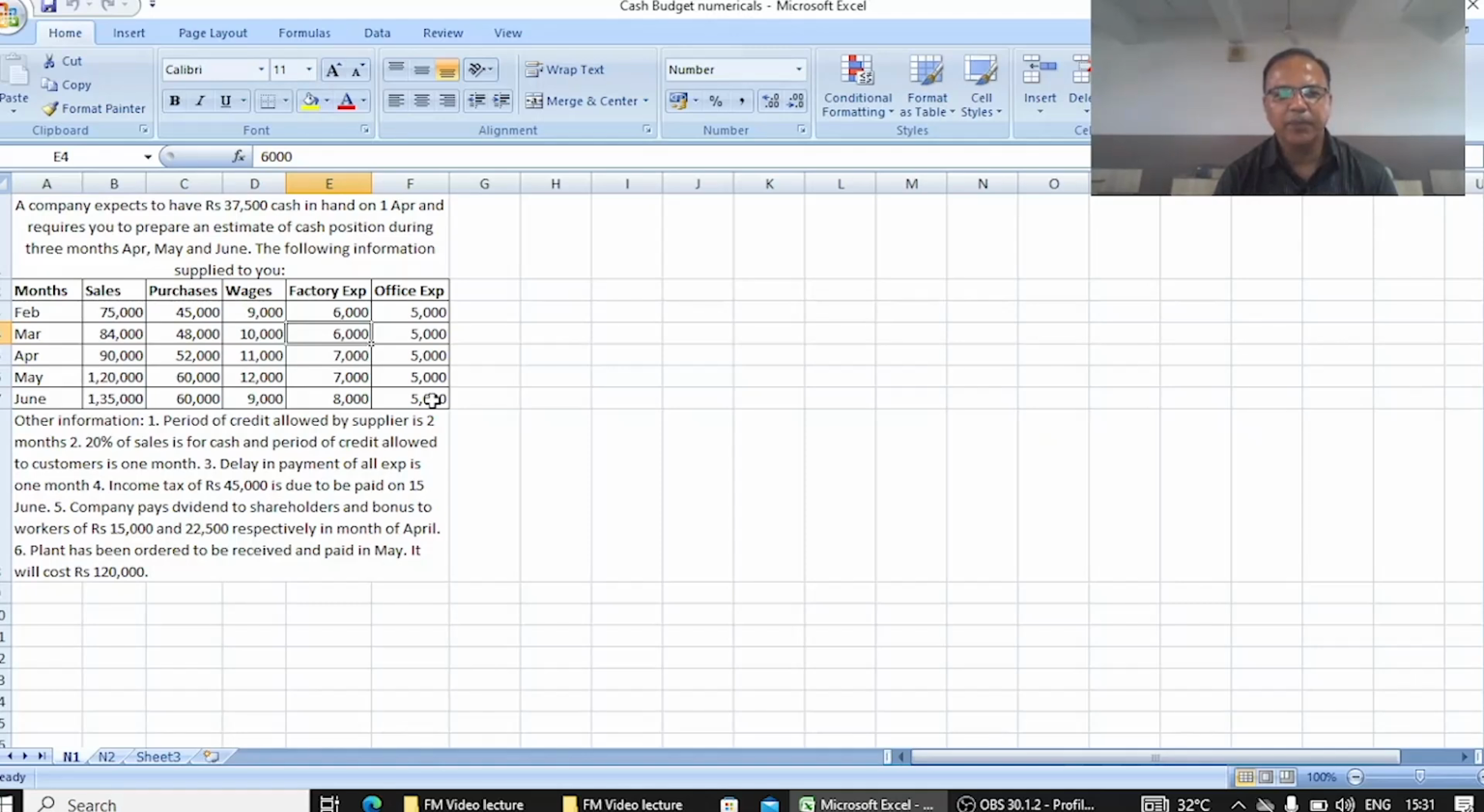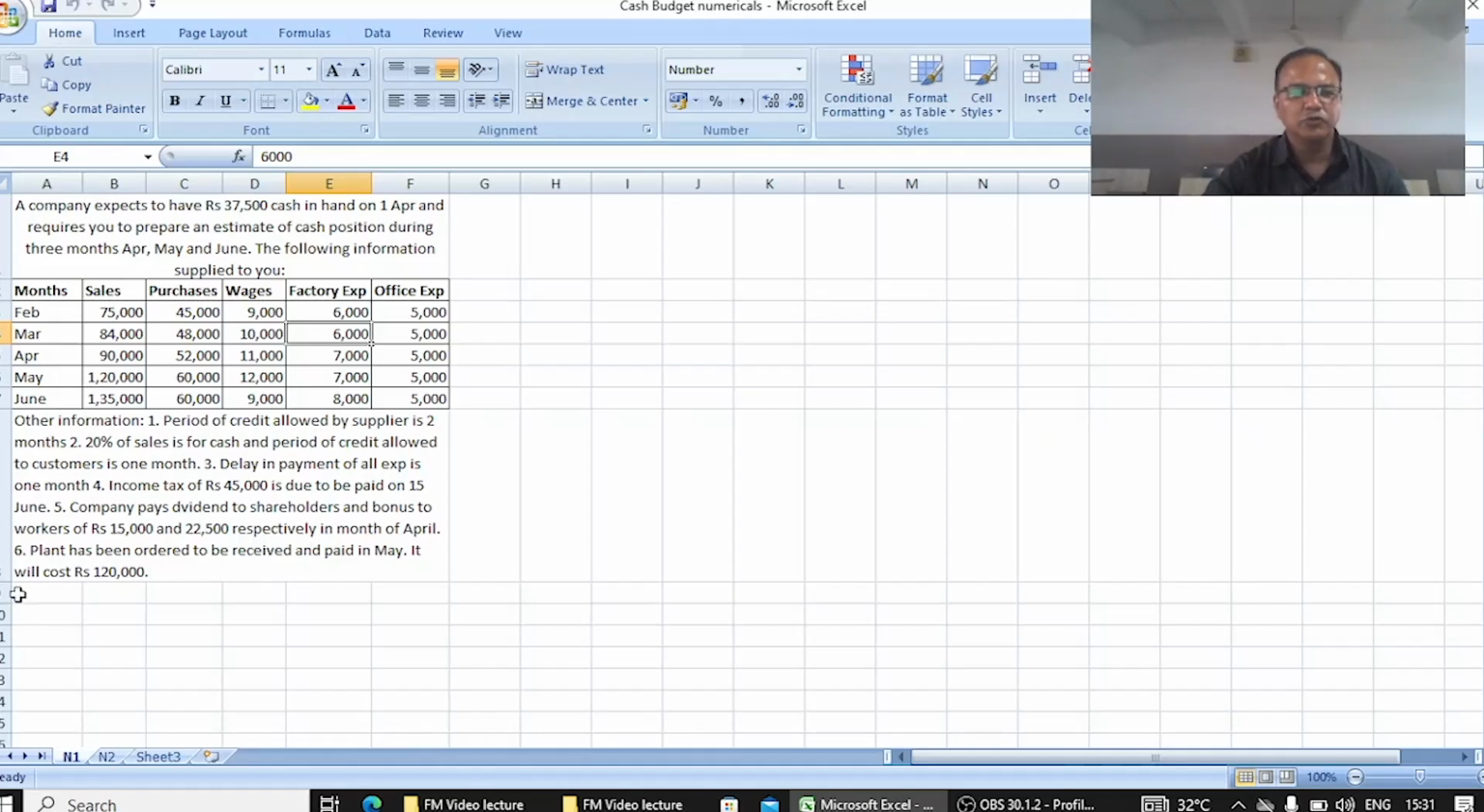Income tax of rupees 45,000 is due to be paid on 15 June. The company pays dividend to shareholders and bonus to workers of rupees 15,000 and 22,500 respectively in the month of April. A plant has been ordered, to be received and paid in May. It will cost rupees 1,20,000. Now let's start.